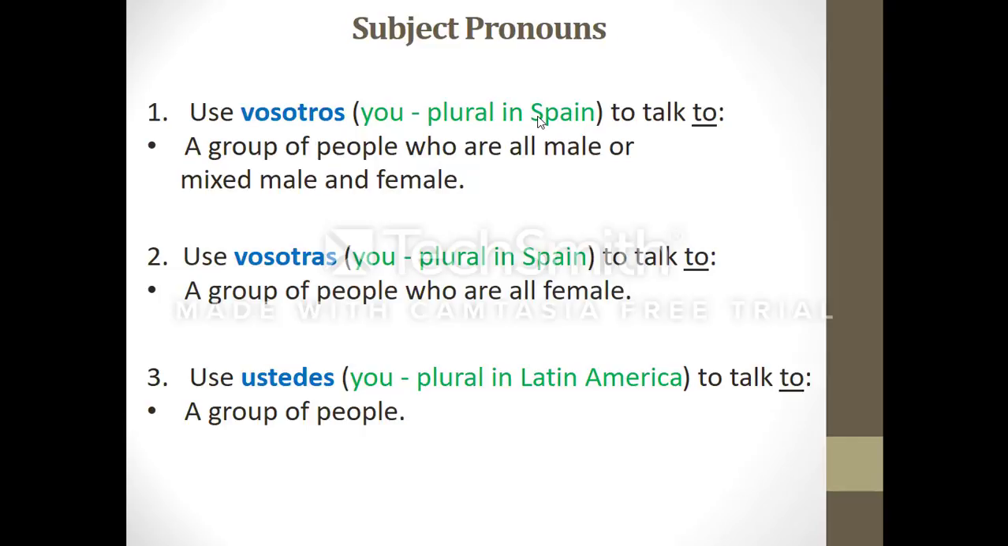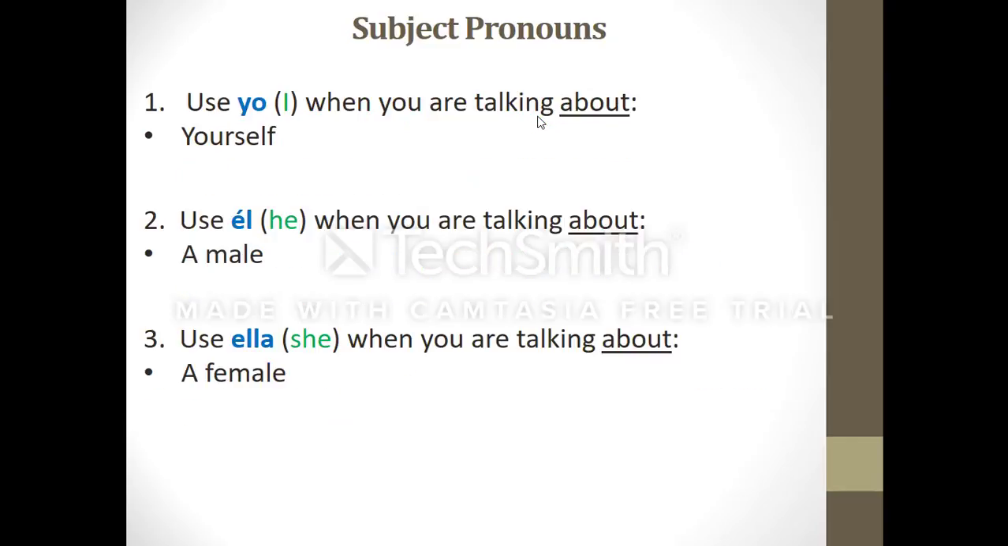Okay, now let's do the second half of part D. Here we're going to list the pronouns we use when we talk about a person or a group of people. Let's go ahead and write the first 3 on the note guide. We have yo, él, and ella. You're going to use yo, which means I, when you're talking about yourself. Use él, which means he, when you're talking about a male. And use ella, which means she, when you're talking about a female.